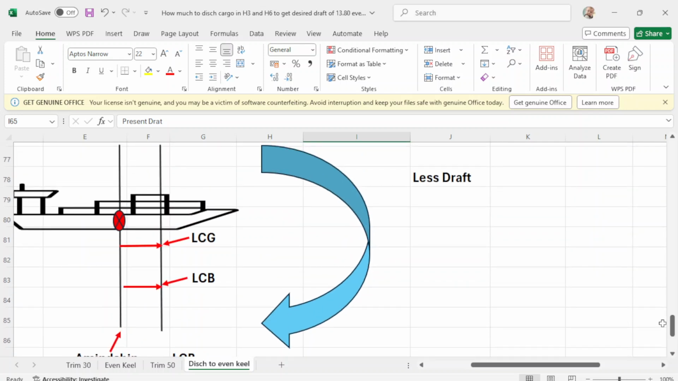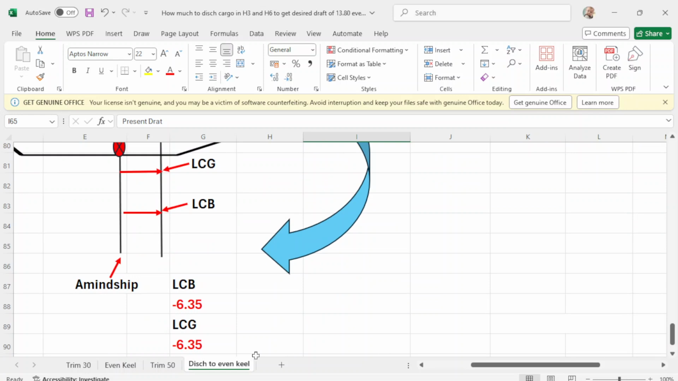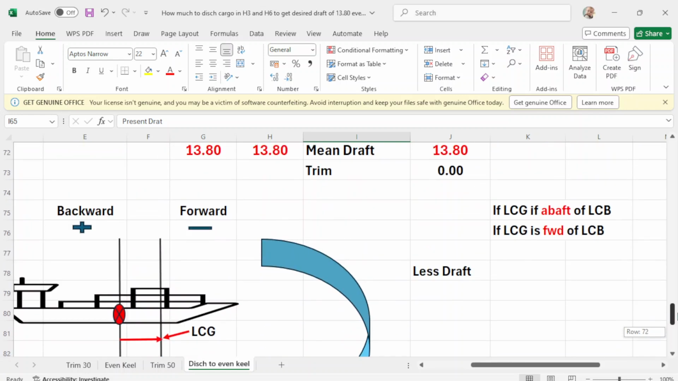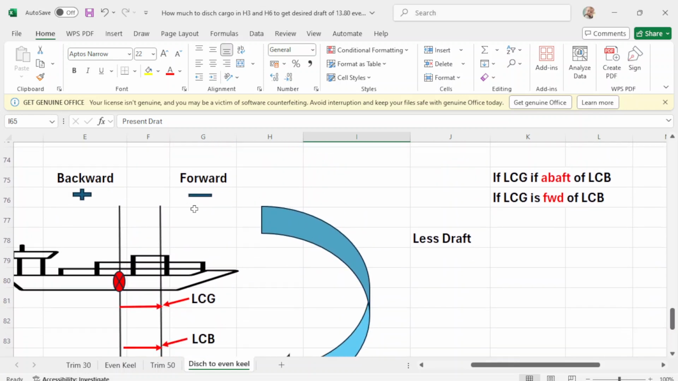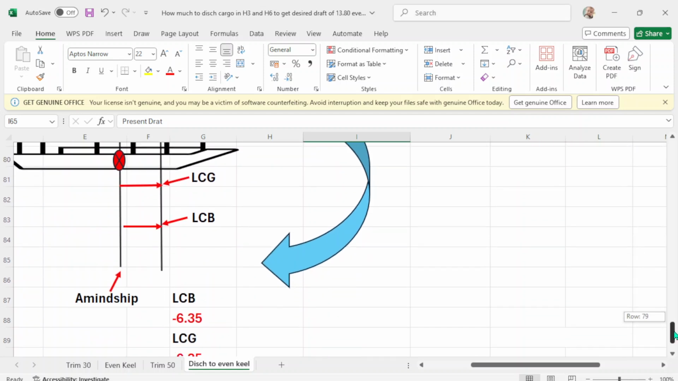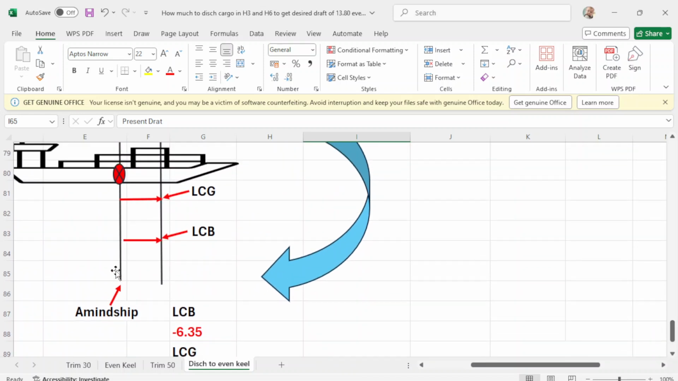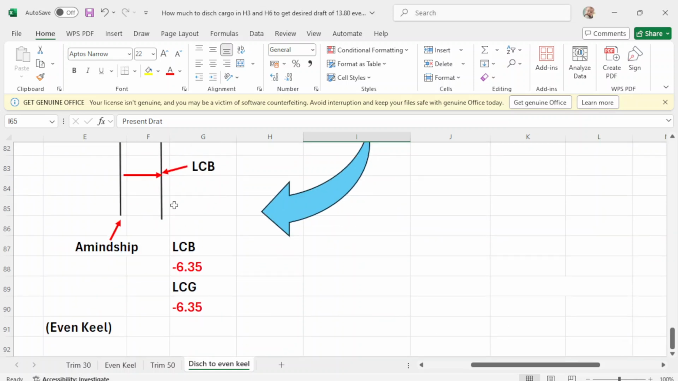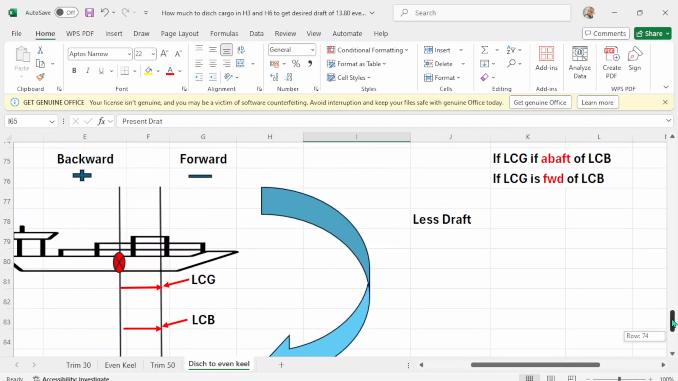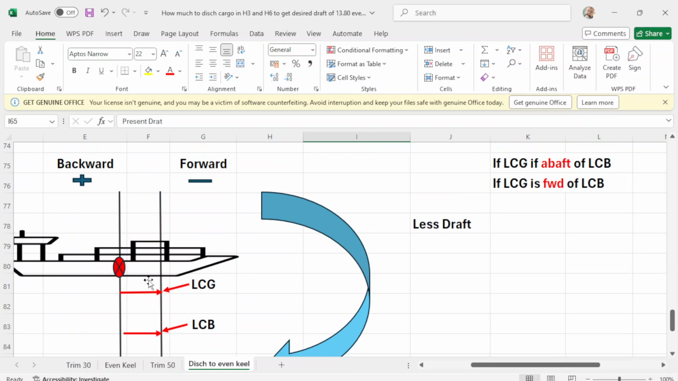Okay, now why negative 6.35? Because the forward part from amidship is negative. So from amidship you measured 6.35. This will be your vertical line of LCB and LCG. That's why it is even keel. Okay, no trim. That is the reason why.